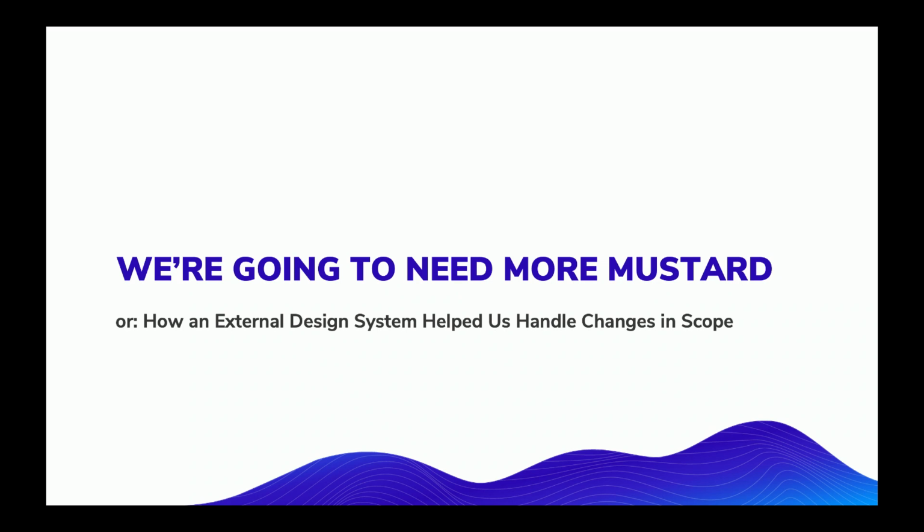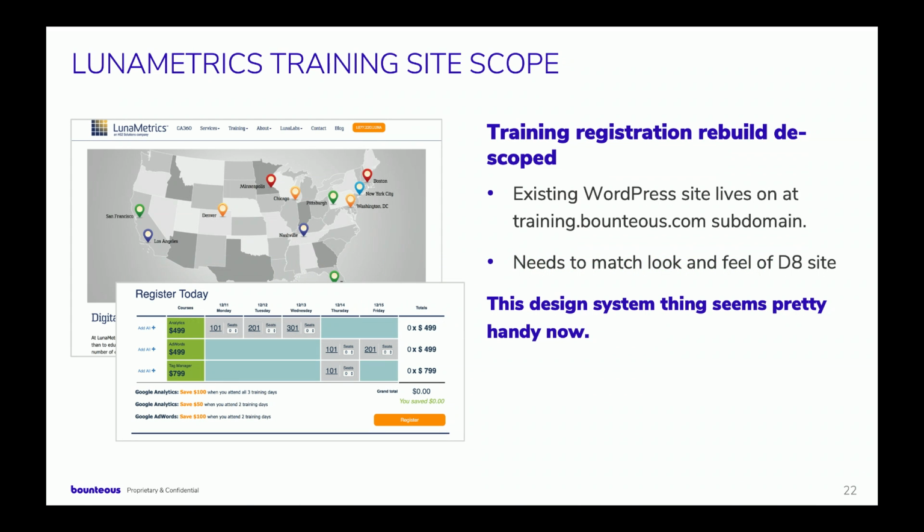And then, as is often the case on any project, and a project like this with a really explicit, tight timeline, there were some changes in scope that really made the fact that we had this design system an advantage that we didn't necessarily know in advance. So, for the Lunametrics site, they offer, and still as part of Bounteous do offer, a number of trainings throughout the US for things like Google Analytics, Google Tag Manager, and other trainings. And they had a training section of their site that had all the upcoming trainings, but also a place where you could register and sign up for training classes.